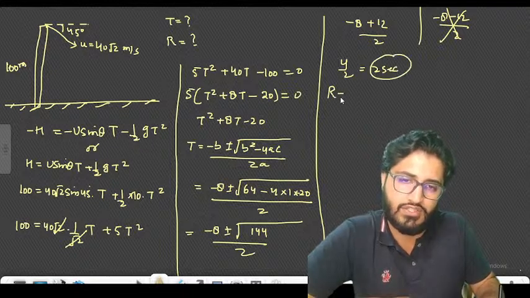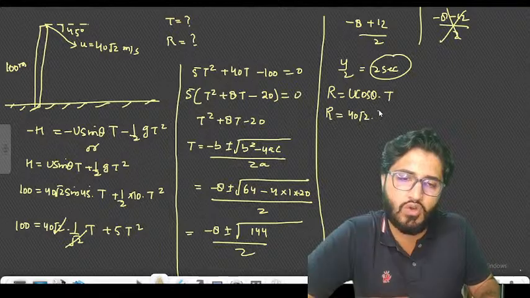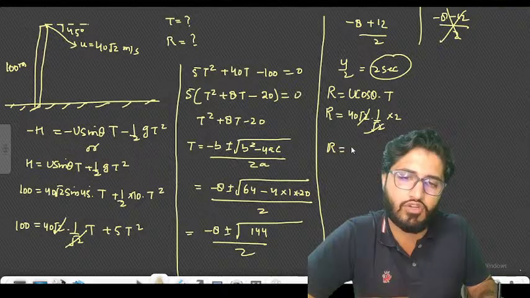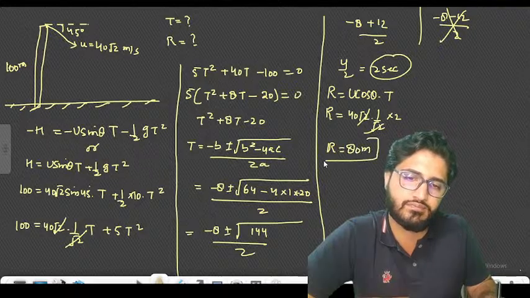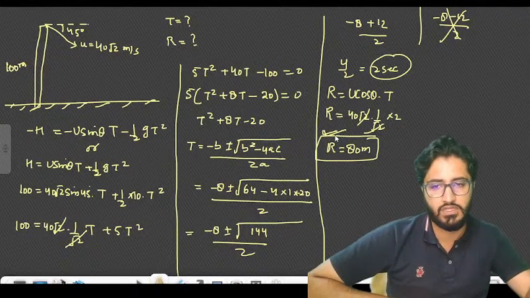What is range? Range is u cos theta multiplied with t. Range is u cos theta, that is u is 40 root 2, cos 45 is 1 by root 2, multiplied with 2. Root 2 cancels out, so my R came out to be 80 meters. Done.